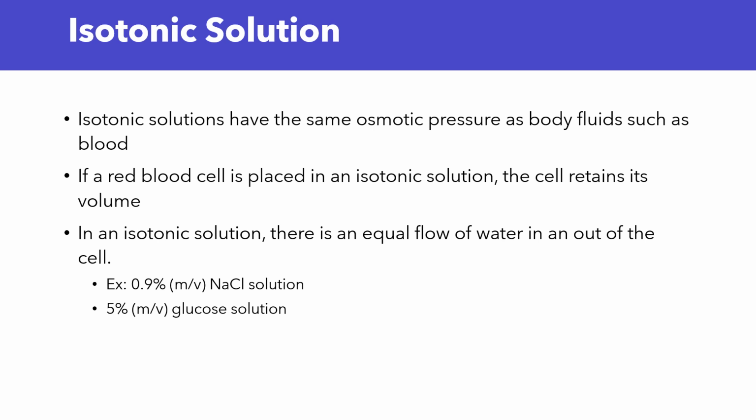Now, examples of isotonic solutions are 0.9% sodium chloride and also 5% glucose solution. So these two are considered isotonic solutions.